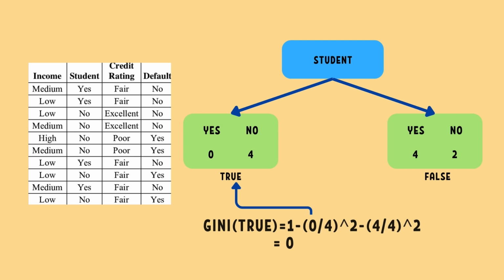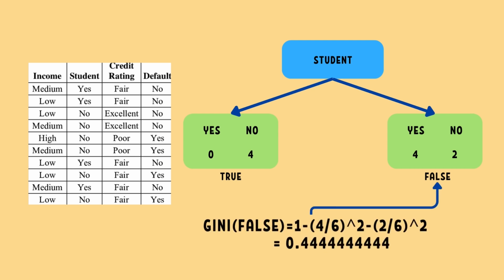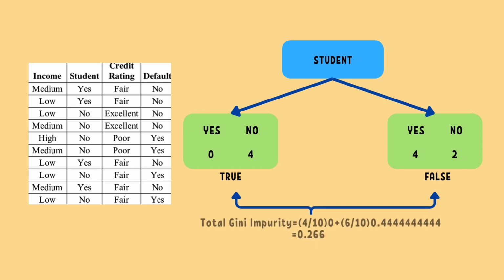Let us now proceed in calculating the Gini impurity of those leaf nodes that are impure. So now let us calculate the Gini impurity of the student subtree. Same procedure with the non-student subtree.